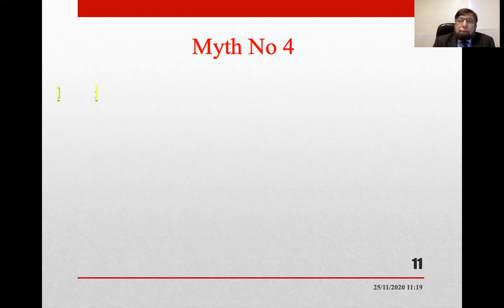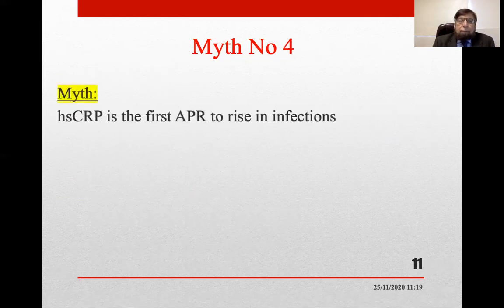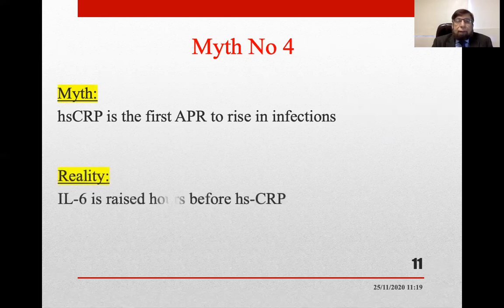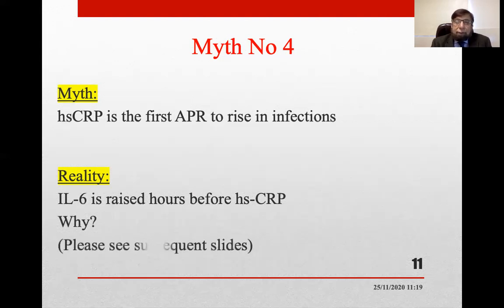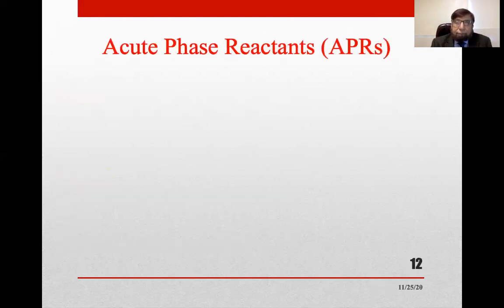The fourth and last myth, which I'll talk about, is that HSCRP is the first acute phase reaction to rise in infection. It's very common. People say it's a very good marker and it starts rising immediately. In reality, IL-6 is raised hours before CRP. So if CRP starts rising in 4 to 5 hours, IL-6 is already at a quite higher level in the peak. Why IL-6 is raised before CRP, we will discuss in the subsequent slides.